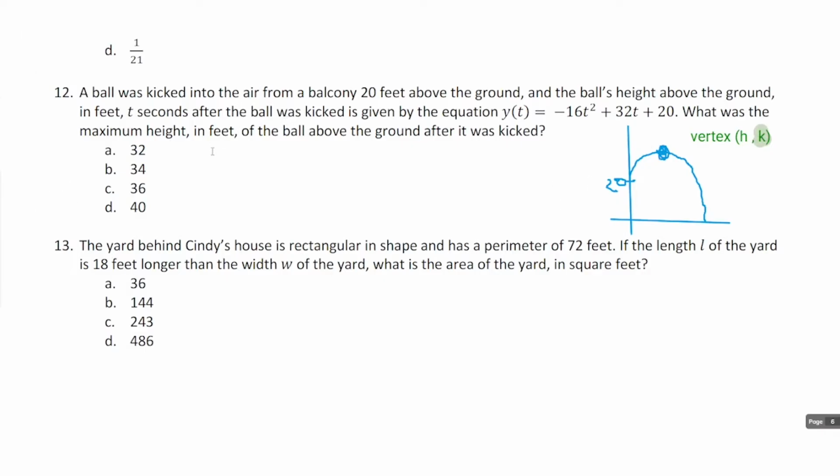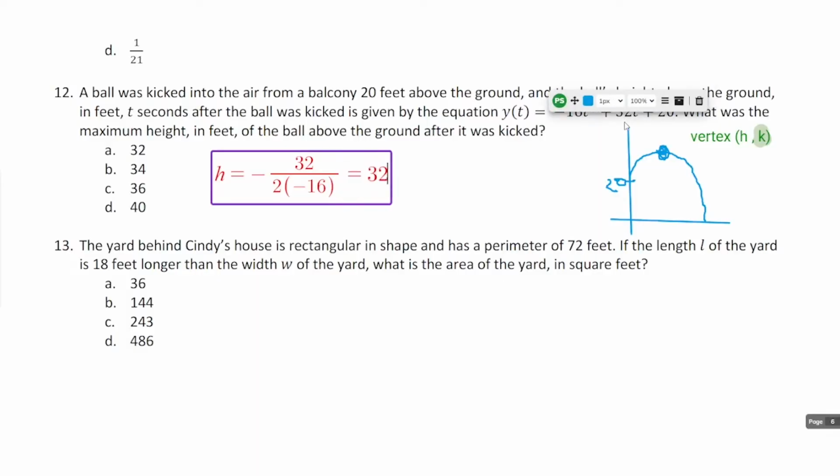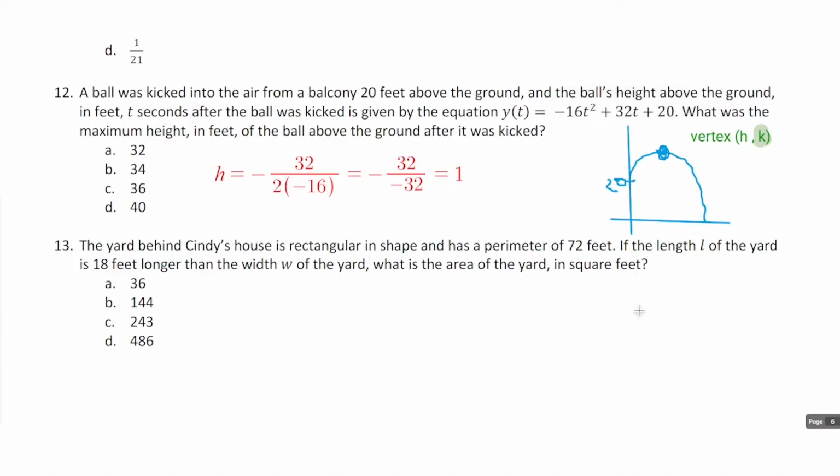So to find the h of the vertex, we can compute negative b over 2a using the coefficients of the equation that was given. So b over here is 32, and a is negative 16. We can simplify this as 32 divided by negative 32, negative 32 over negative 32. So this is just going to equal 1. So that means that the maximum occurs at 1 second.